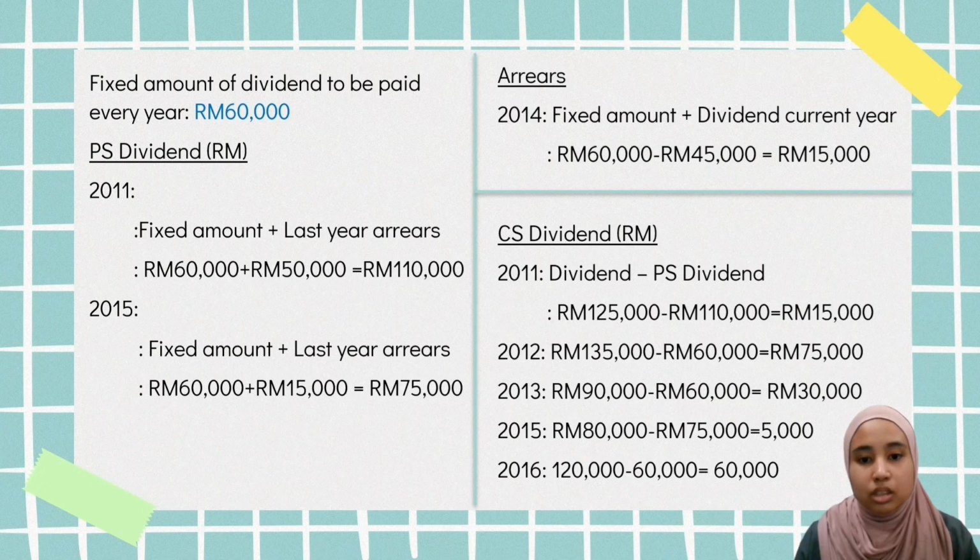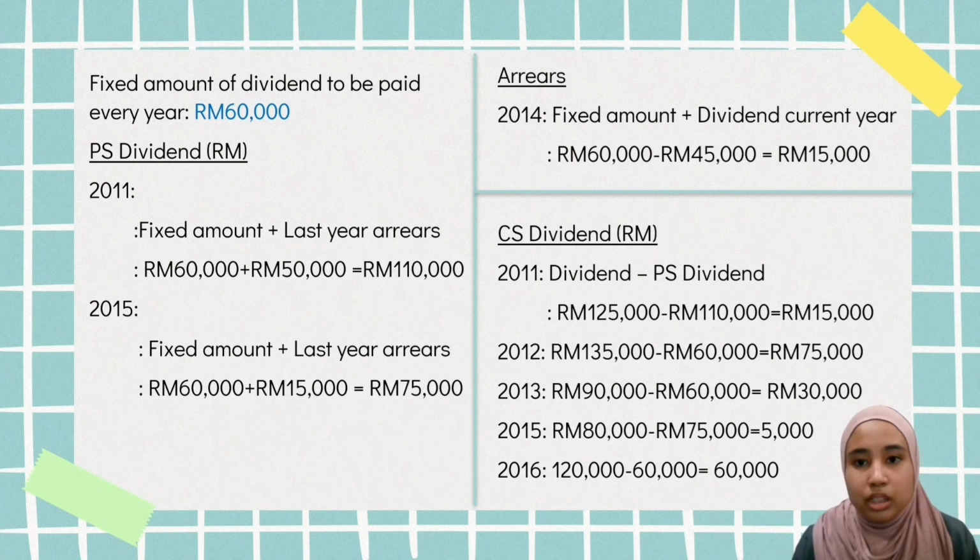common stockholders. Moving on to the year 2012, the fixed amount of dividend that needs to be paid is 60,000 ringgit and the company can pay 135,000 ringgit of dividend. Therefore, there will be a balance of 75,000 ringgit when we subtract 60,000 from 135,000. This 75,000 will also go to the common stockholders' dividend payment.